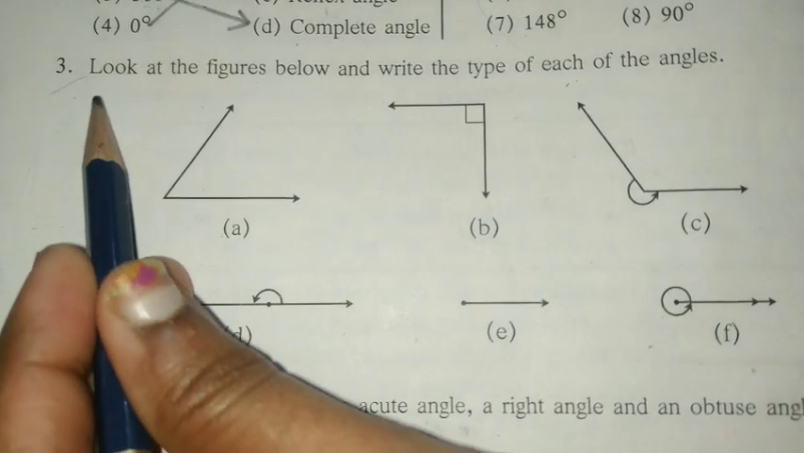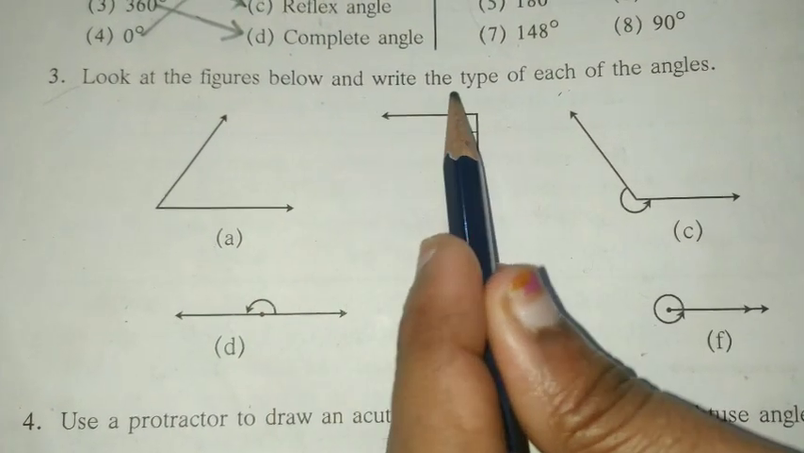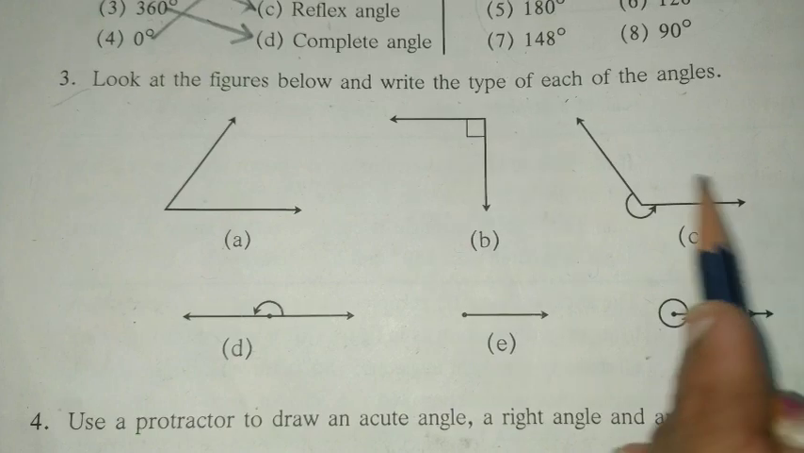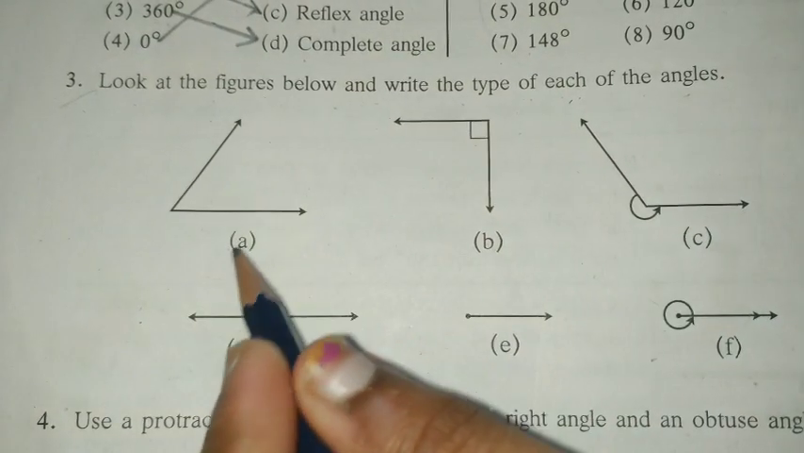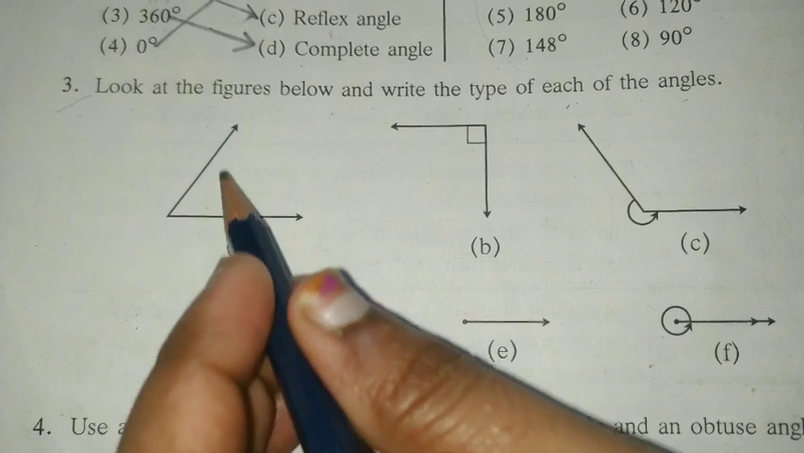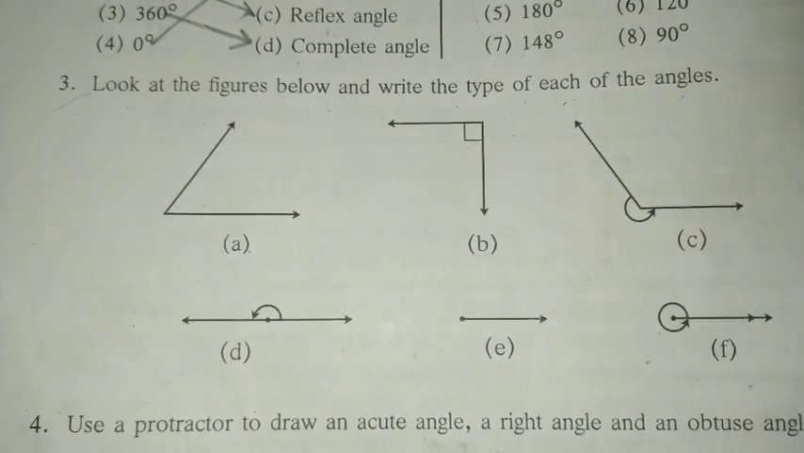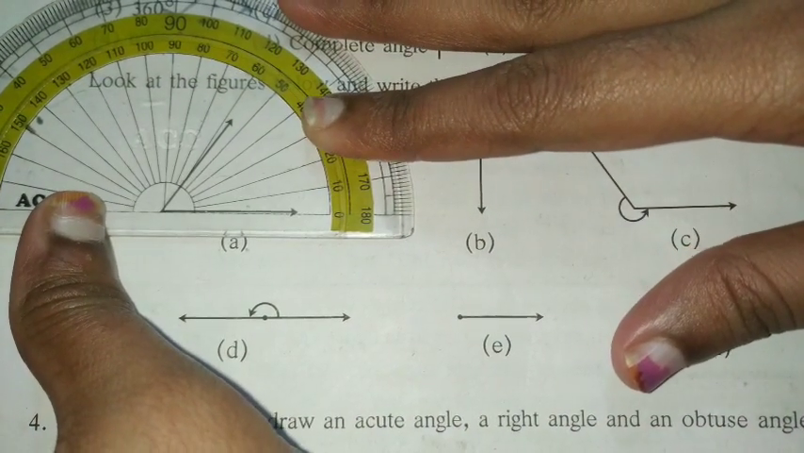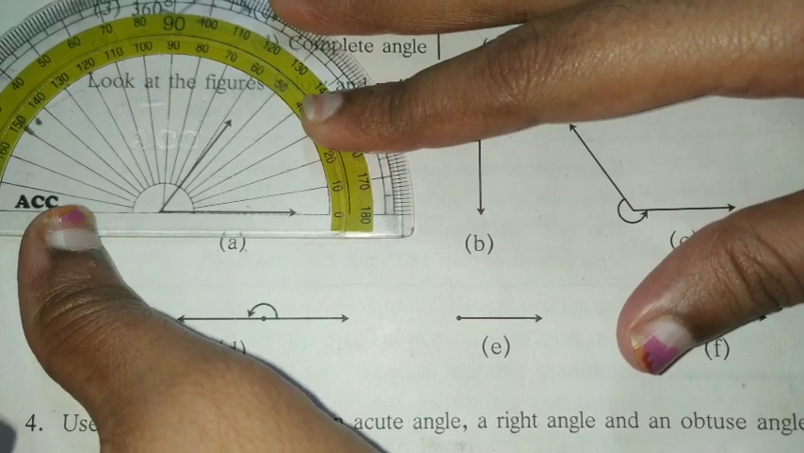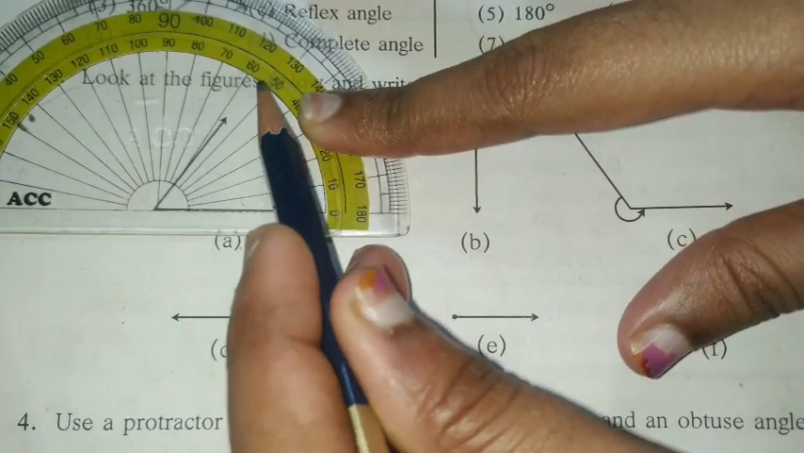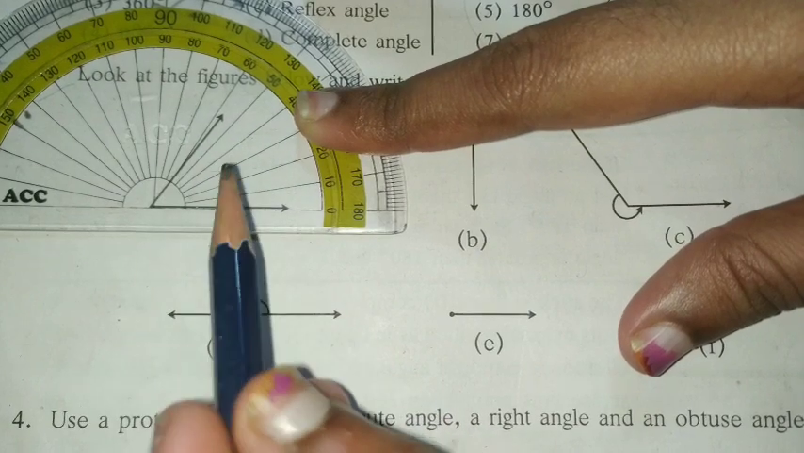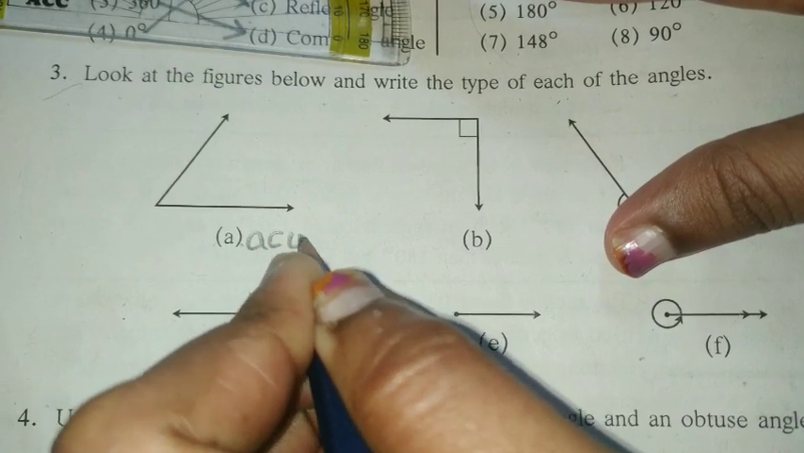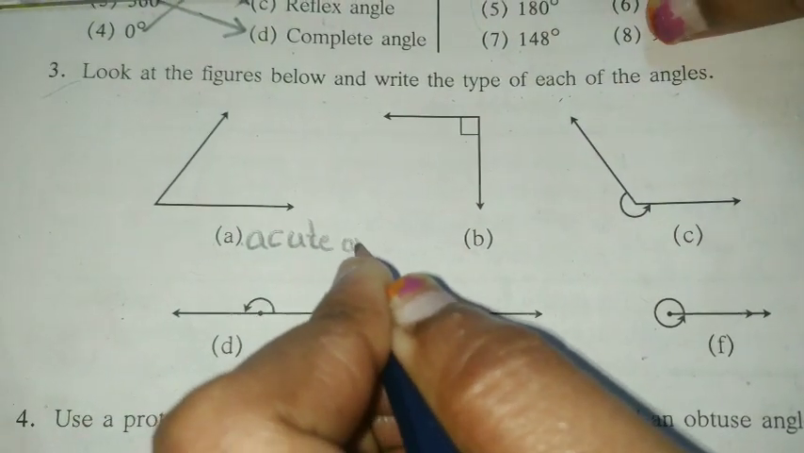Question number 3. Look at the figures below and write the type of each of the angle. Here given the figure of the angles and write the name of the angles. Number A is, see the picture, and at first take the protractor and keep it in the downside and see, this is below the 90 degree. It means this is acute angle. Here write acute angle.